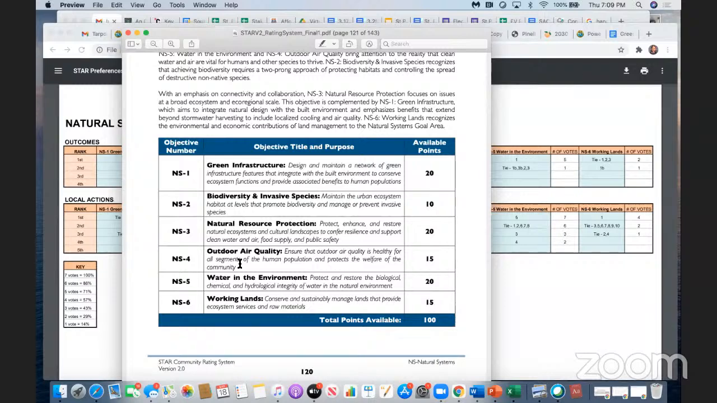Working lands was your second one? Yeah, working lands only received 2 votes. I don't know the answer to your question regarding the quality of the air in Tarpon Springs. I would love to see that.